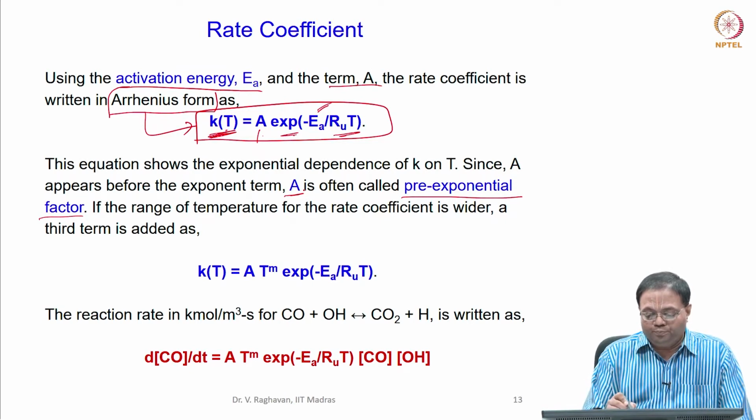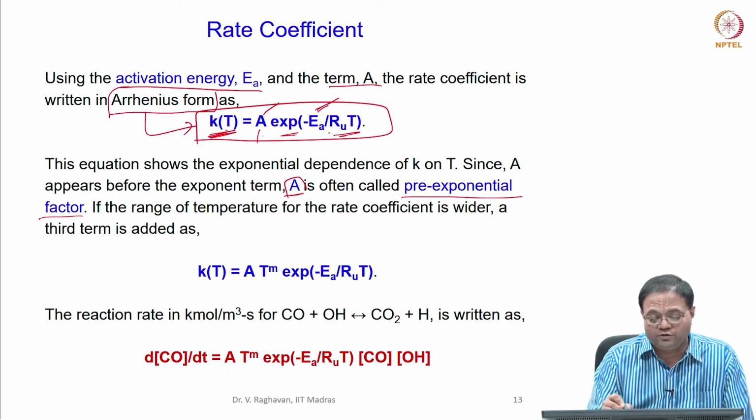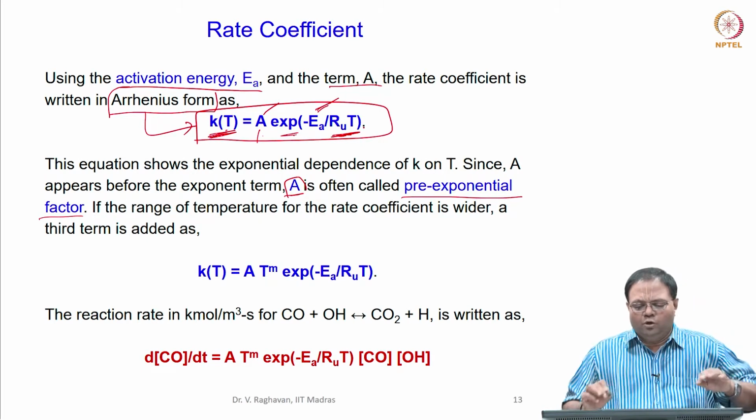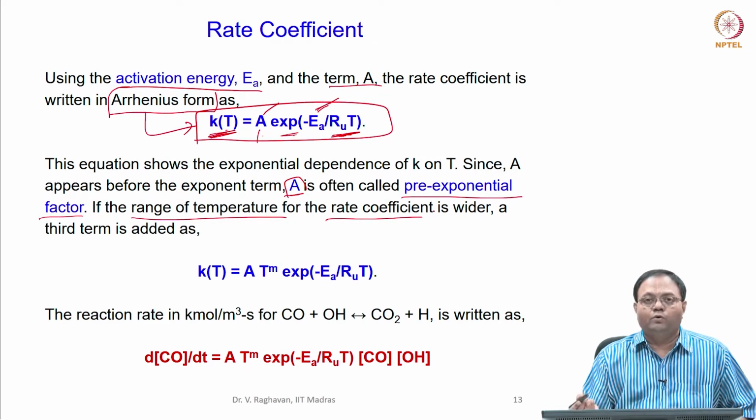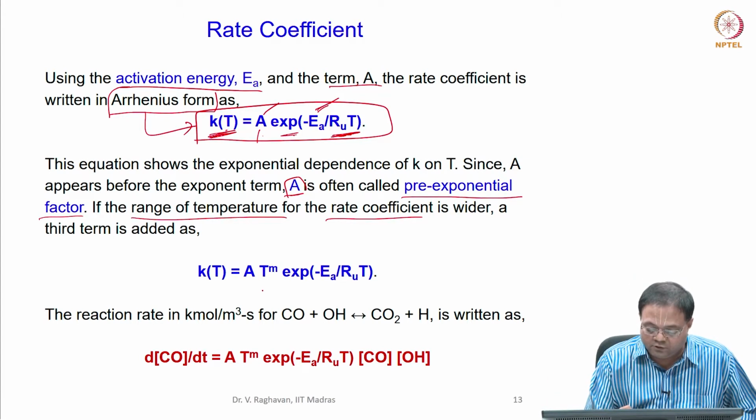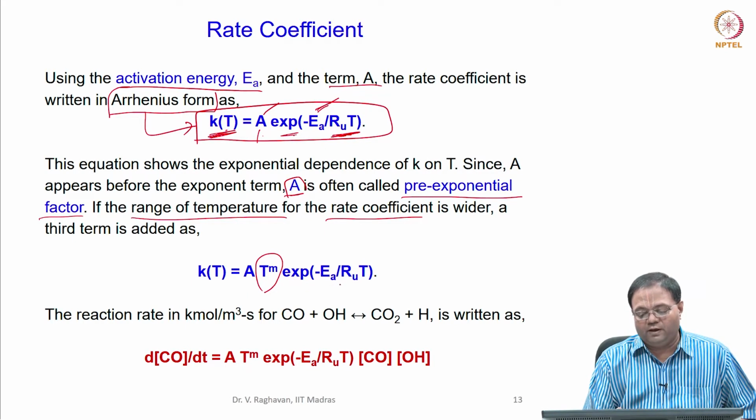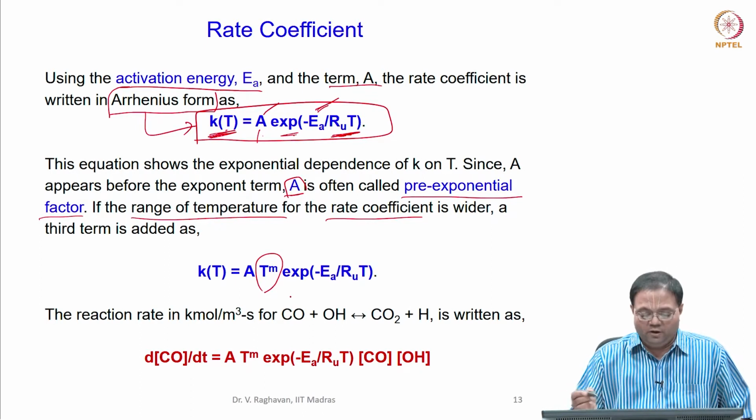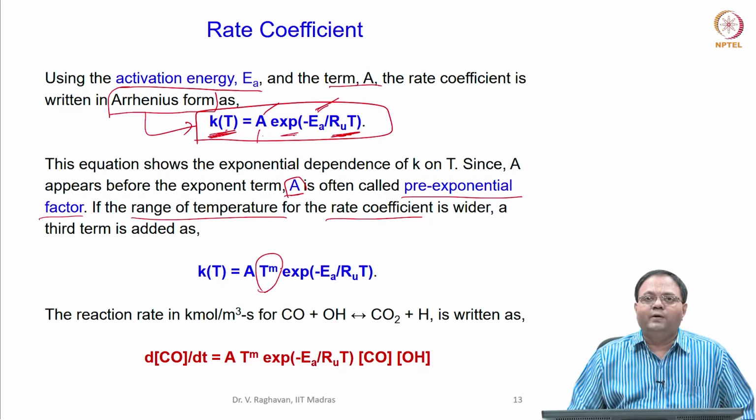Okay. So, this is the way you write the Arrhenius form, pre-exponential factor A into exponent of minus activation energy divided by R_u, universal gas constant, into temperature in Kelvin. Now, if the range of temperature for which the rate coefficient is going to be calculated is wider, then you add a third term like this, A T^m into exponent of minus E_A by R_u T. So, this is called 3 term, 3 factor Arrhenius equation, where the third factor is T^m, some additional contribution by temperature is added.